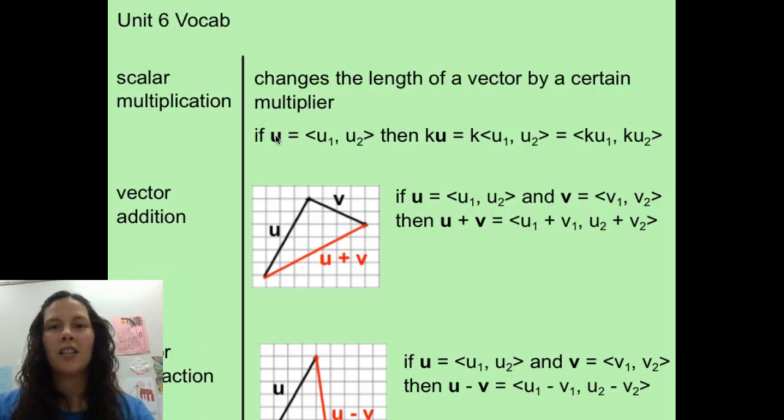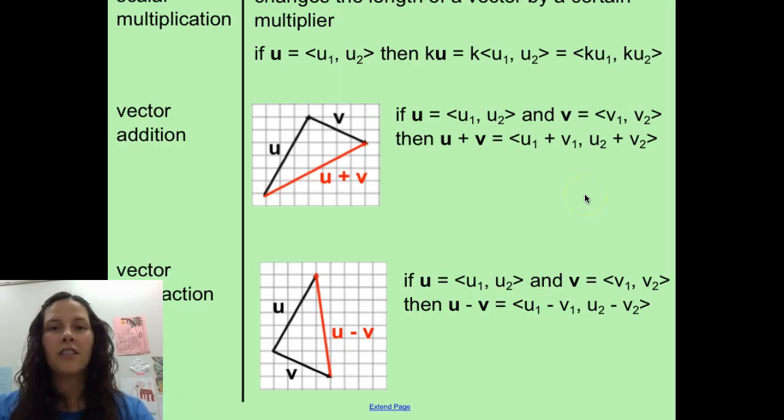Now we're starting to take a look at vector operations. So we'll be adding, subtracting, and multiplying vectors by a scalar. So we'll change the length of the vector. Starting off with scalar multiplication, you just multiply each value in the vector that's in component form by the scalar multiple. For vector addition, you add the x values together and add the y values together. And for vector subtraction, you subtract the x values and subtract the y values.